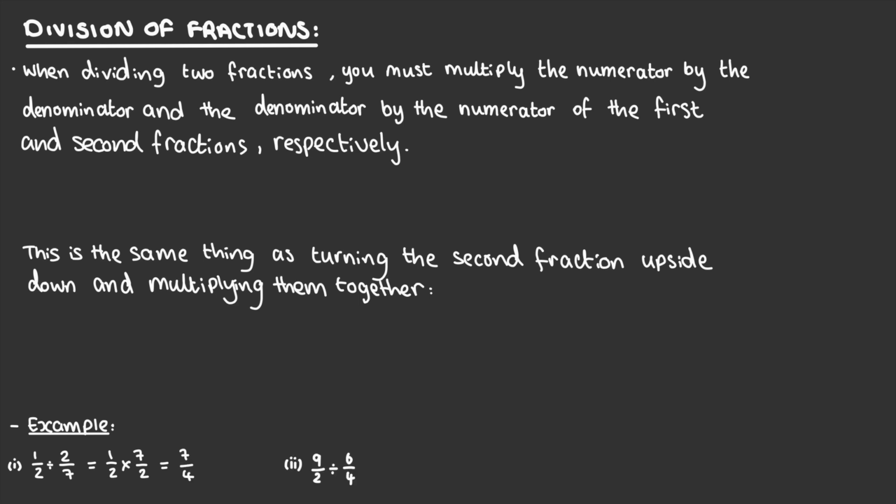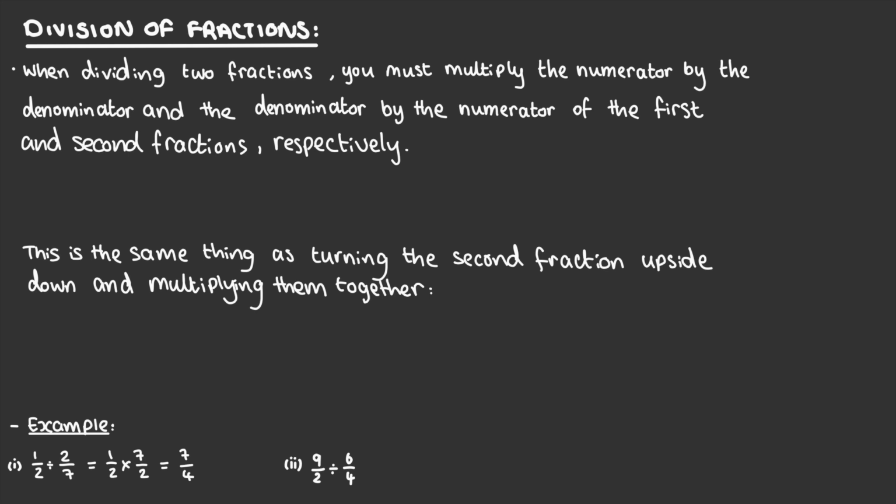Let's say you wanted to divide 9/2 by 6/4. Now 6/4 has an equivalent fraction 3/2, but I'm going to leave it as 6/4 in this example. If you wanted to make your life a little bit easier, you could simplify 6/4 by dividing the numerator and the denominator by 2. So 6 divided by 2 would be 3, and 4 divided by 2 would be 2.